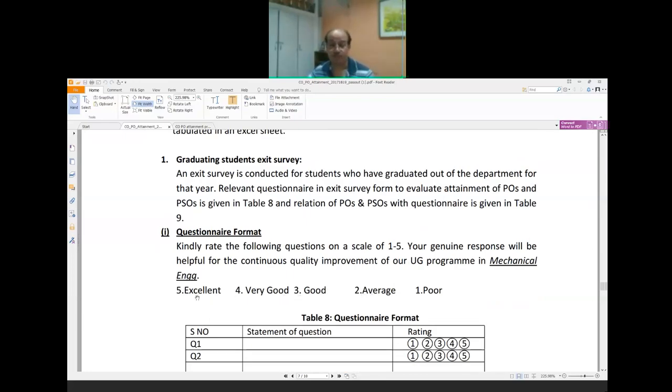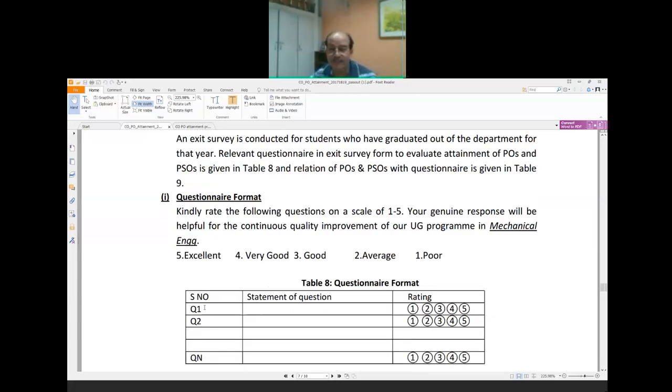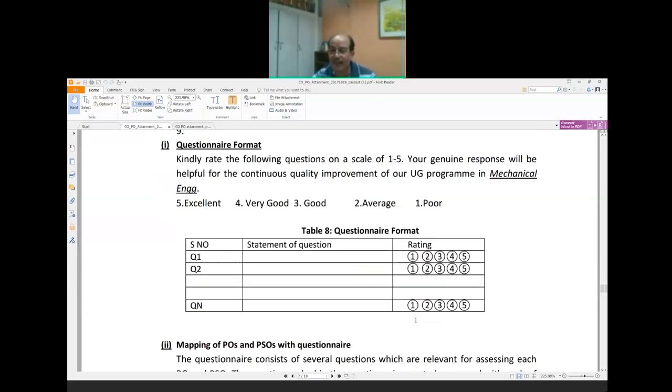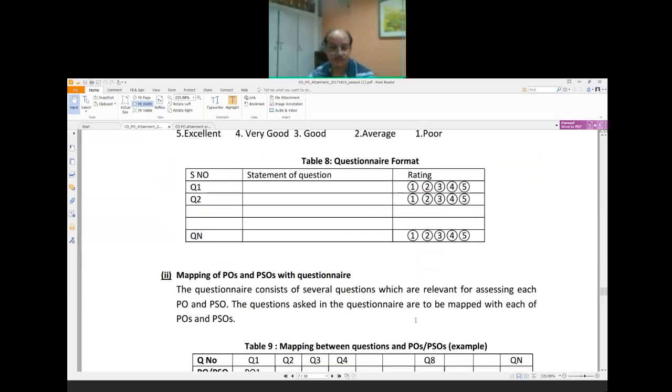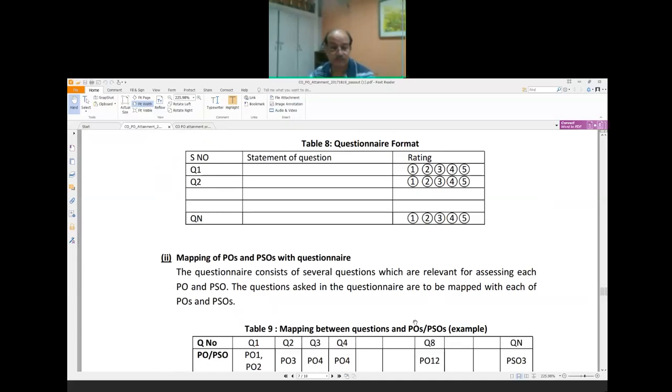There are certain questions, and you rate them between 1 to 5. Maybe you say excellent is 5, 4 is very good, 3 is good. While you design this form, do mention these values. Your 5 stands for excellent and not 1 standing for excellent. So this is how we define this particular question, and we define the ratings.